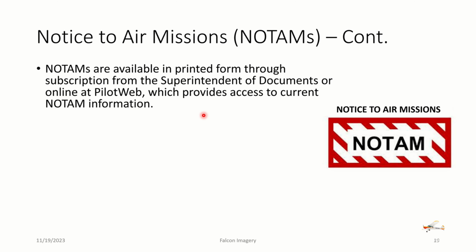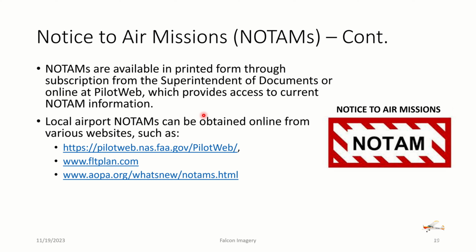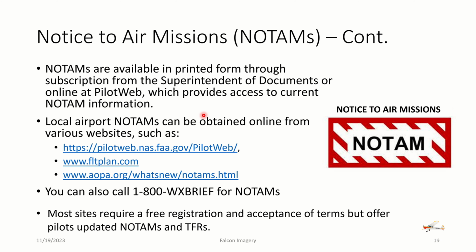NOTAMs are available in printed form through a subscription from the Superintendent of Documents or online at Pilot Web, which provides access to current NOTAM information. Local airport NOTAMs can be obtained online from various websites, such as the Pilot Web website, which is an FAA-based website, the flightplan.com website, and AOPA.org, and many others. You can also call for a briefing through 1-800-WX-BRIEF, and they will also give you any relevant NOTAMs to the area that you'll be flying in. Most sites require free registration and acceptance of terms, but offer pilots updated NOTAMs and TFRs.